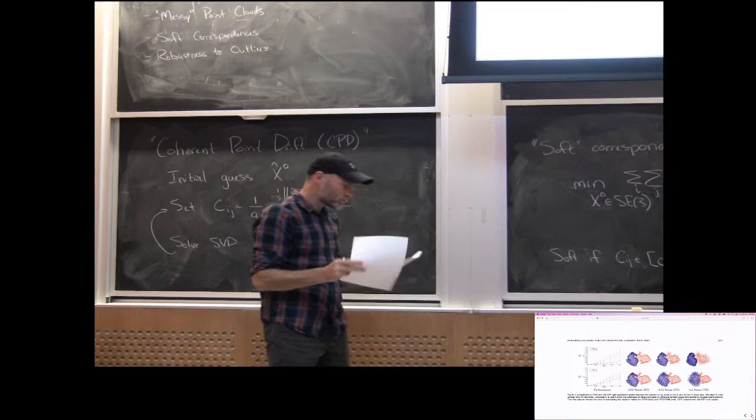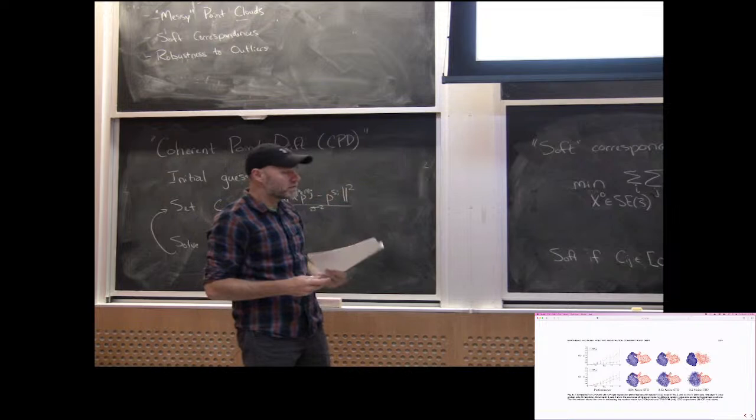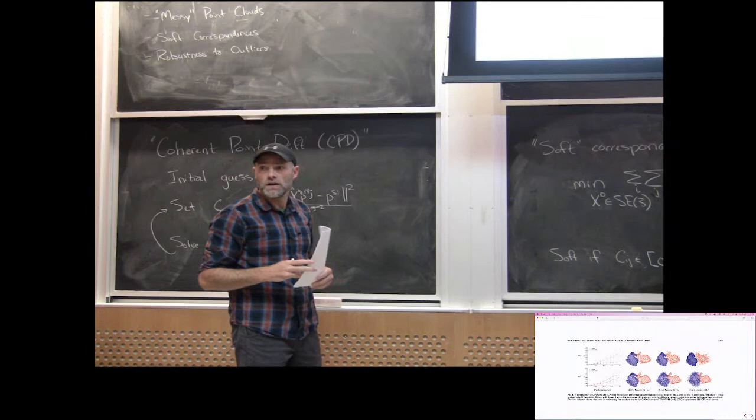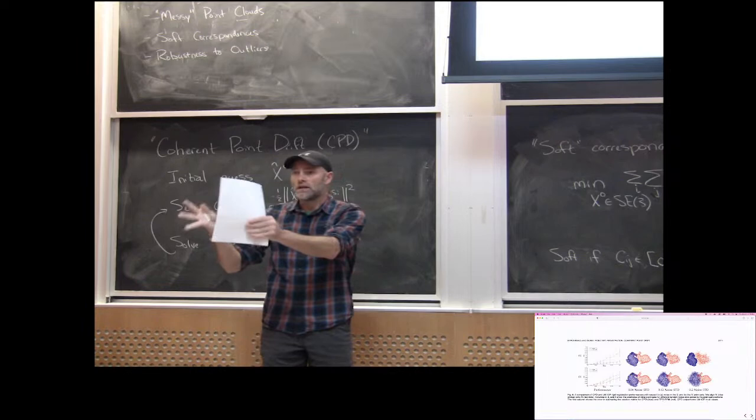Okay, so how does this handle outliers, for instance? Compared to the ICP algorithm, what is this doing with outliers? If I had the picture I drew initially, where I had a perfect point cloud here with two points way over here, what happens?